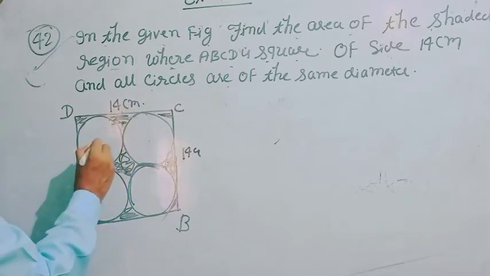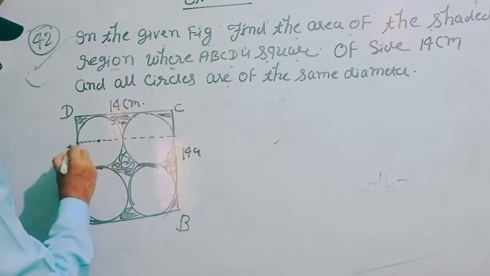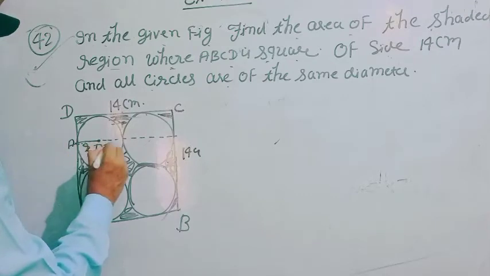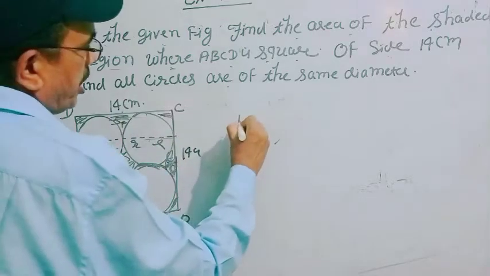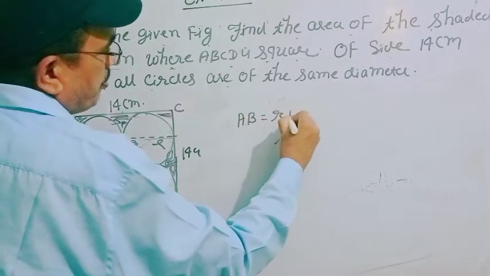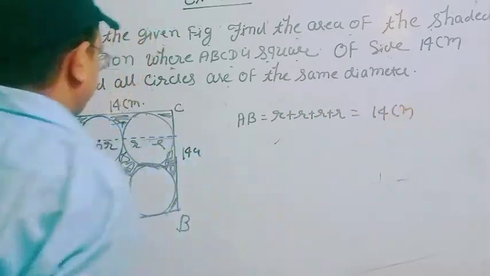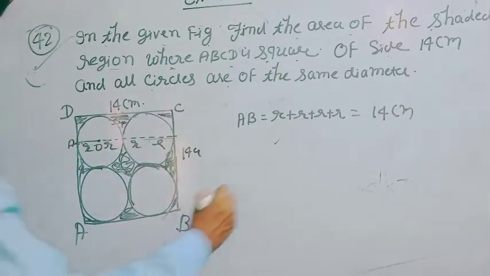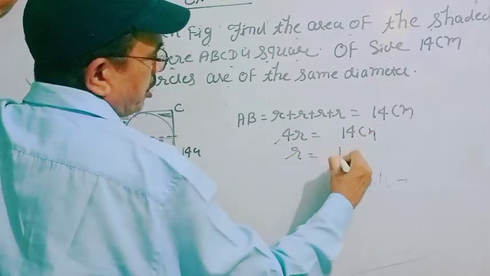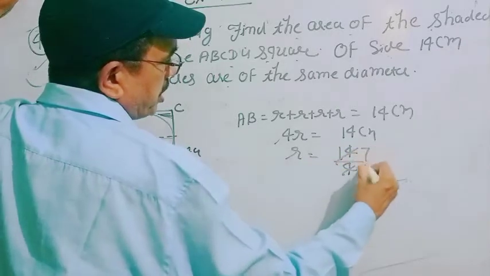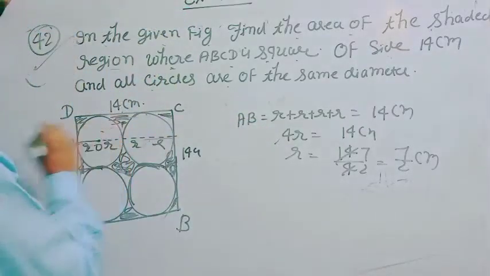Here is 14 cm. If it is the diameter, then the distance from here, OA, is R. Then here are R and R, that is 4R. So you write that AB is equal to R plus R plus R plus R, is equal to 14 cm. Then 4R is equal to 14 cm. So R is equal to 14 by 4, that is 7 by 2 cm. This is the radius of one circle.